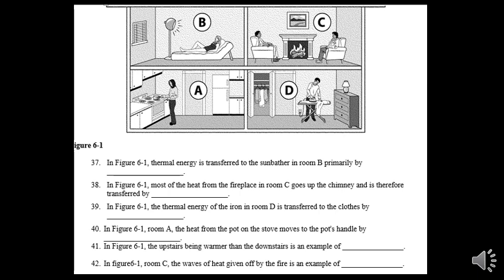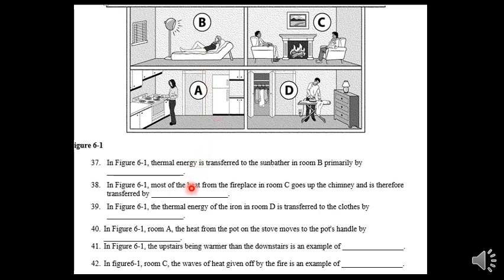Or we have to identify in these images above here. It says thermal energy is transferred to the sunbather in room B primarily by what? Well, if we have a lamp there, any light source is going to be radiation, just like the sun. Okay, so we have radiation there in B.